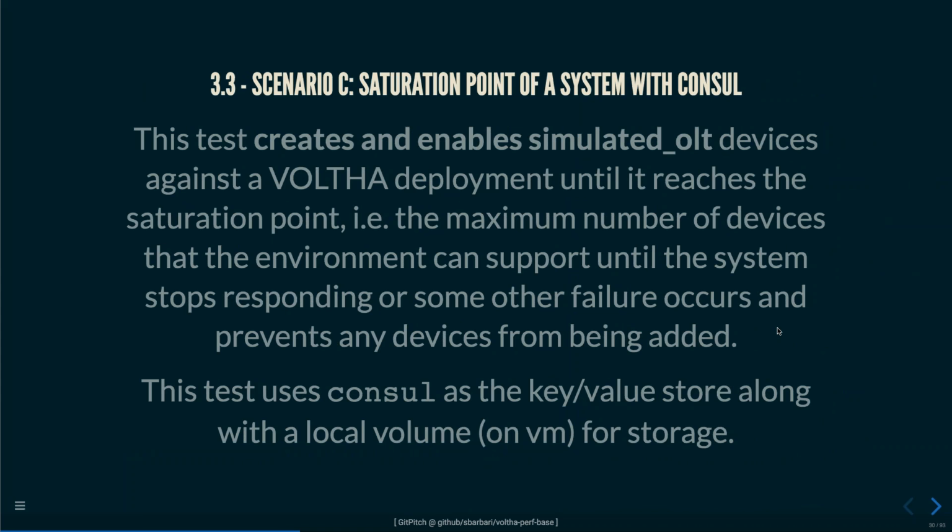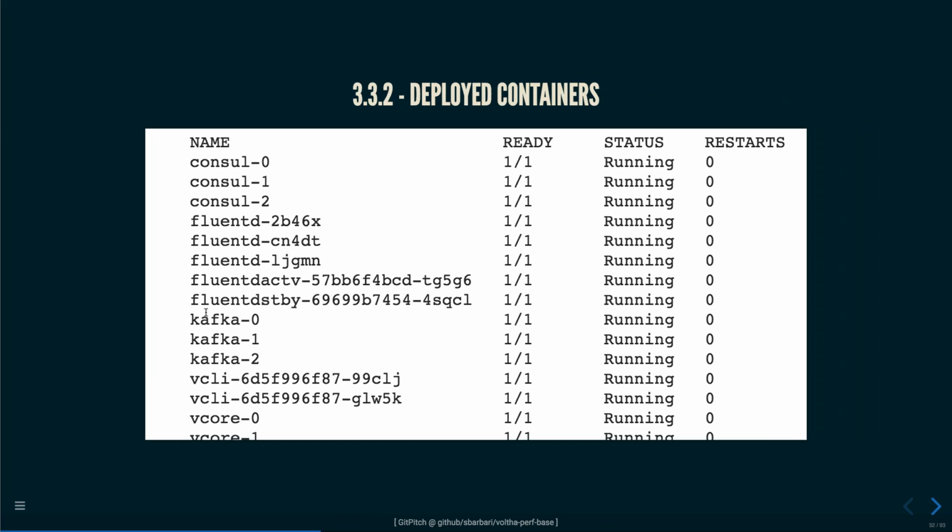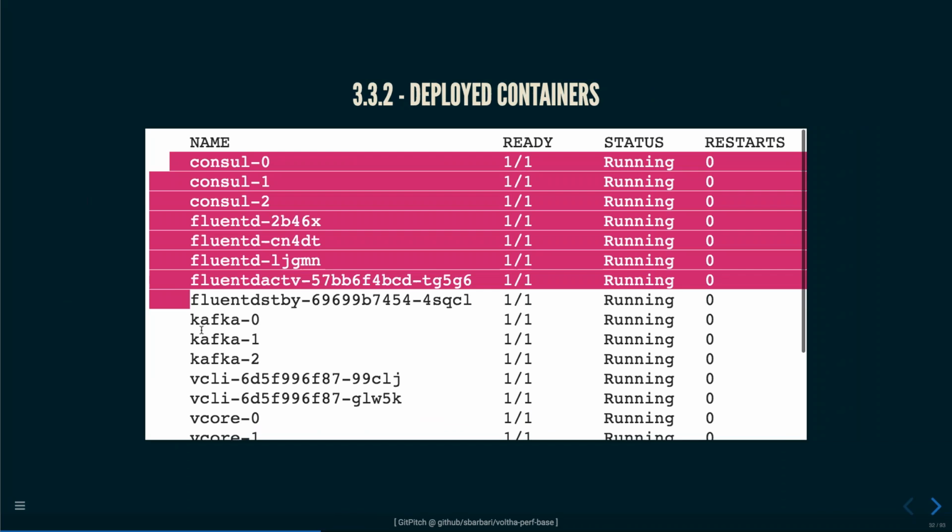Scenario C is the same as scenarios A and B, except that instead of using etcd, I use Consul in this case. Consul has a volume attached to it, like our original deployment of Voltha, where we were using that format. Again, I created devices and enabled them. In this case, I disabled the logging, alarms and performance metrics. As you can see, a limited number of containers were deployed.